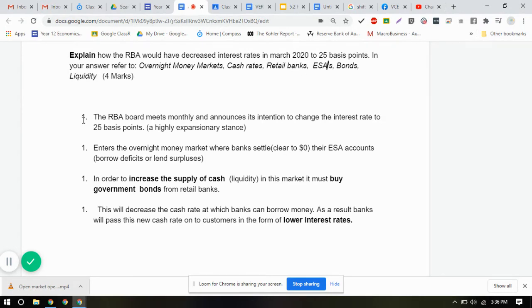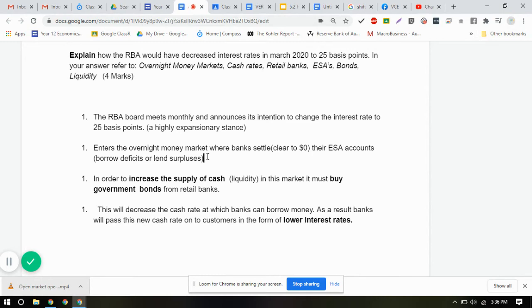Now, I've used the textbook response here, but you could talk about interest rate corridors if you wish. So the textbook response is the RBA meets monthly and they make a decision about interest rates. They announce that to the market. It's a really important day for financial markets. They've said we're going to cut interest rates to 25 basis points, which is a highly expansionary stance. It's exactly what happened in March. They had an extraordinary meeting to do this.